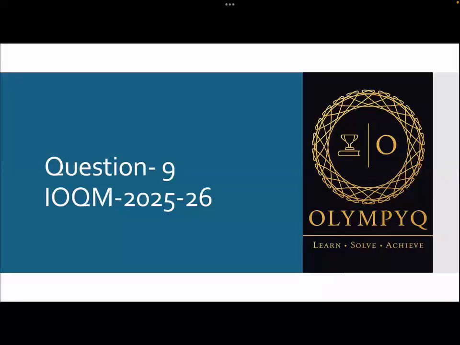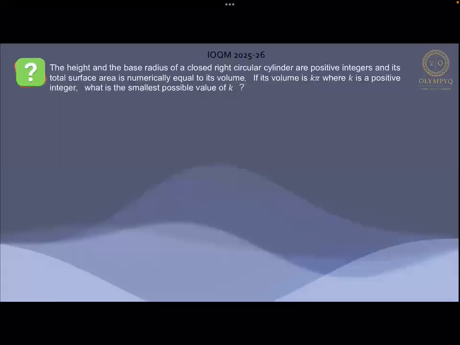Hello students, this is question number 9 of IOQM 2025 and 26, and the question says the height and base of a closed right circular cylinder are positive integers and total surface area is numerically equal to its volume. Now if volume is k pi where k is a positive integer, then the smallest possible value of k is.